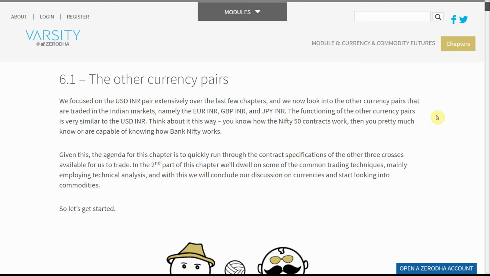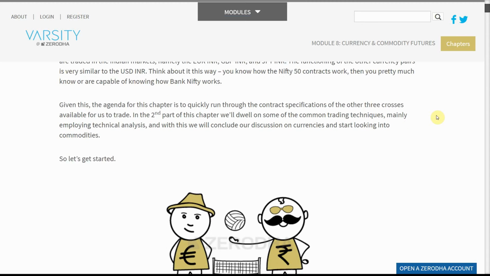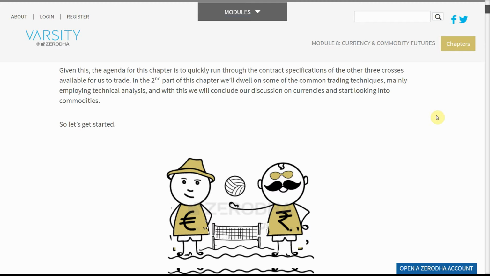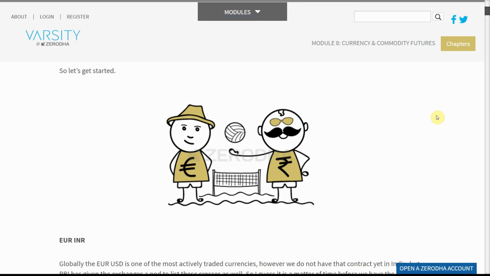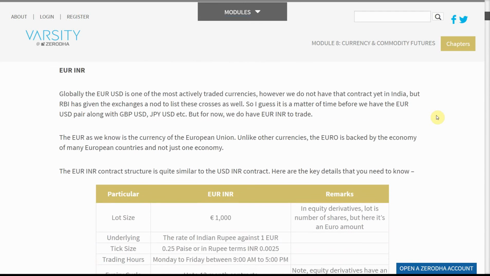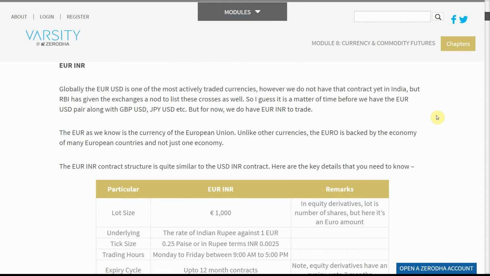Globally, the EUR-USD is one of the most actively traded currencies. However, we do not have that contract yet in India. But RBI has given the exchanges a nod to list these crosses as well. So I guess it is a matter of time before we have the EUR-USD pair along with GBP-USD, JPY-USD, etc. But for now, we do have EUR-INR to trade.